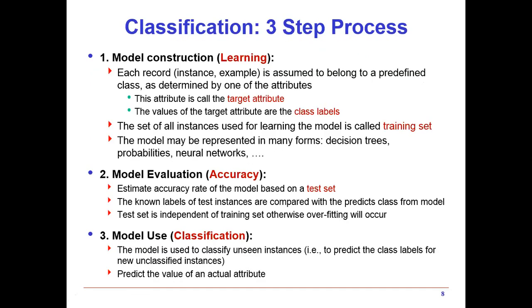So we have a 3-step process for classification. The first one is model construction, the second one is model evaluation, and the third one is use of the model. The first one is learning, where you take the input and the class label. You generate a model based upon the training data in the first phase. You generate a complete model, then you check the accuracy. And after checking the accuracy, you use the model for the test data.